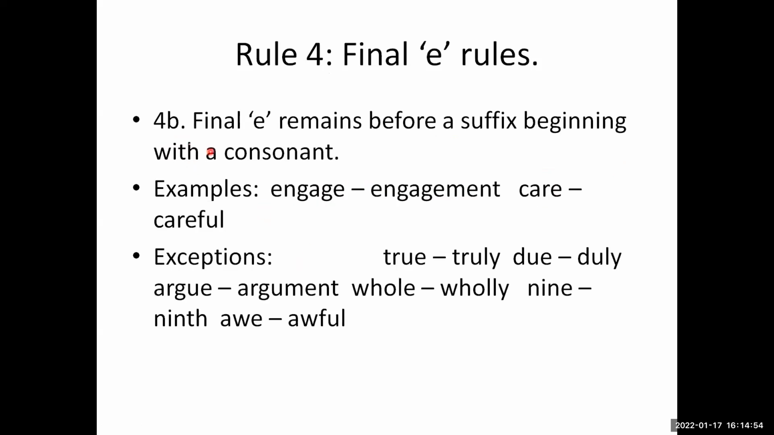Then next we will go with rule number 4, that is 4B here. Final E remains before a suffix beginning with a consonant sound. In the previous slide, we talked about the vowel sound, in which case the E is dropped, removed. But if it is a consonant suffix, in that case it will remain as it is. Let's see examples. It is engage, and what is the suffix here? It is ment. So what is m? M is vowel or consonant? Consonant.